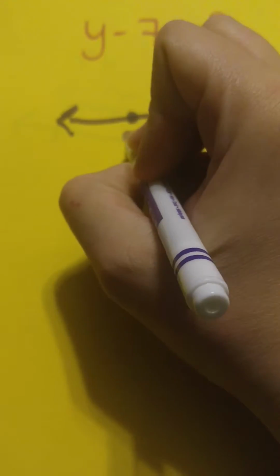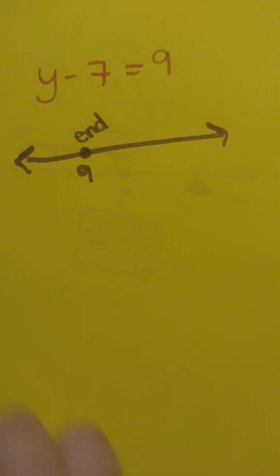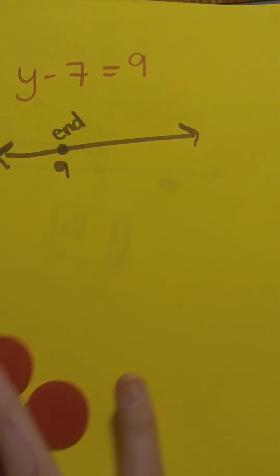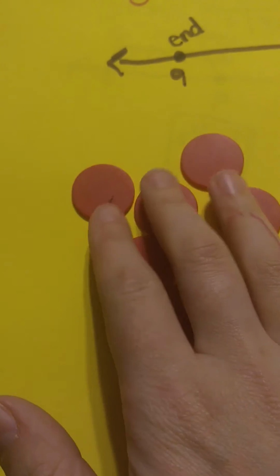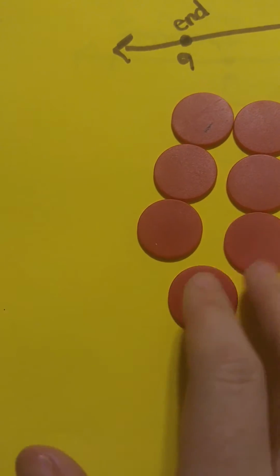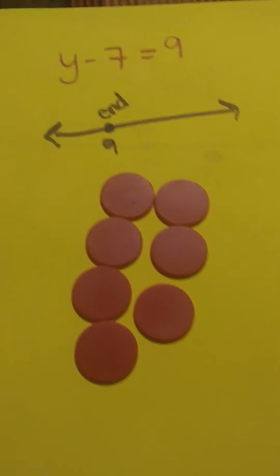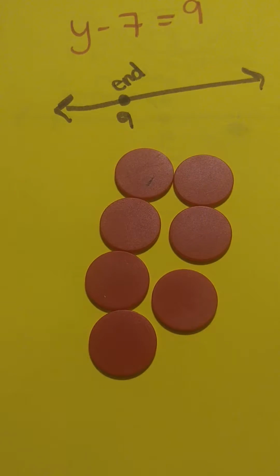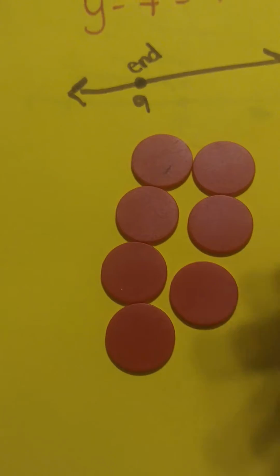I am ending at 9 units. This is where I'm ending. I took away 7 units. You can see that there is in fact 7 there. I took away 7. Now, this is where you have to ask yourself, I took something away and I still ended up with 9. If I take something away, do I start out with more or less than 9?